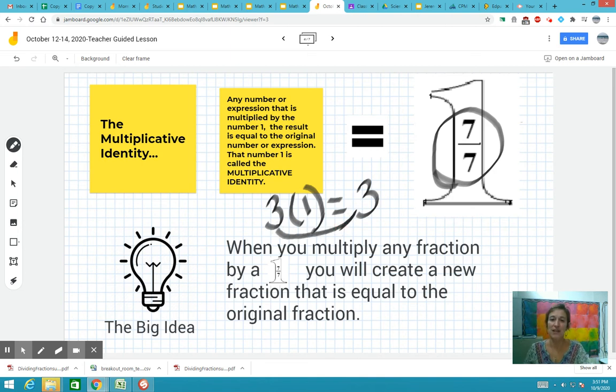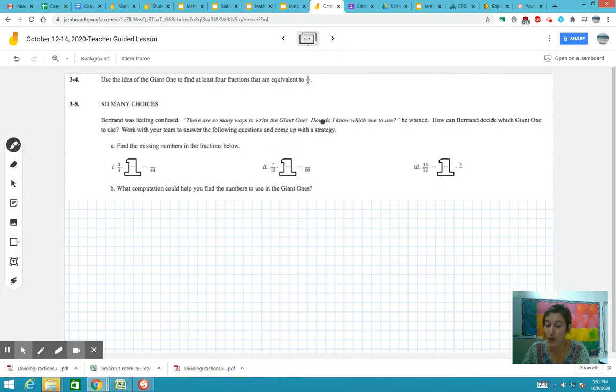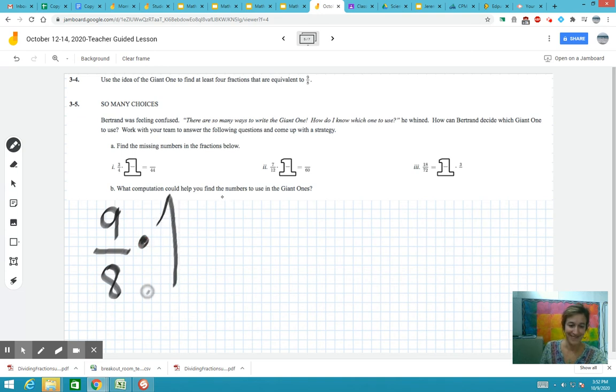Okay, moving along, today we're going to spend some time looking at 3-4 and 3-5. I will give you an example for each, and you will set off and work on these items independently. Okay, so for 3-4, I'm going to read it to you. It states, use that idea of the giant 1 and find at least 4 fractions that are equivalent to 9/8. So I'm going to write my 9/8 down here and multiply. Here's my giant 1.